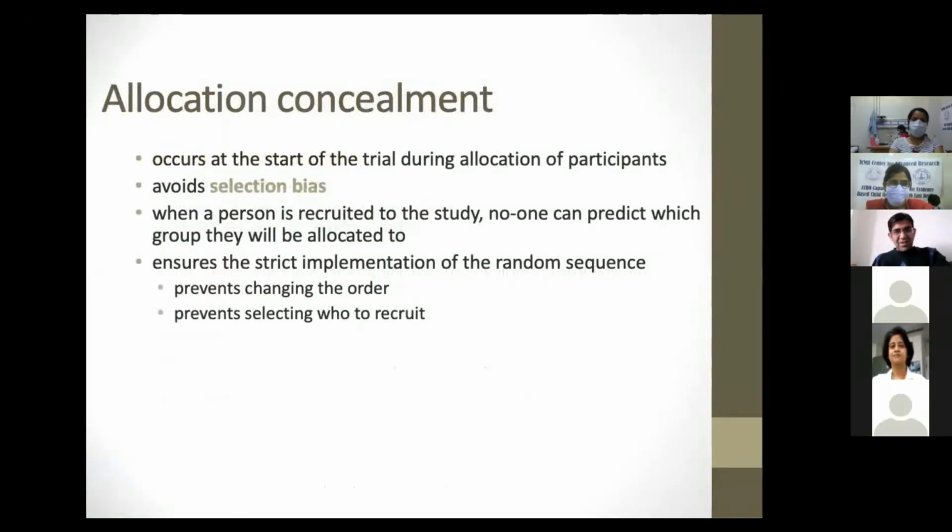so the next concept is allocation concealment. Once we have randomized the participants, the other thing is to conceal their allocations. It is usually done at the start of the trial, and it is also done to avoid selection bias. When you have recruited the participants, it should be unpredictable for them to know which group they have been allotted to. So it helps to prevent changing the order, and it also prevents selecting who to recruit.